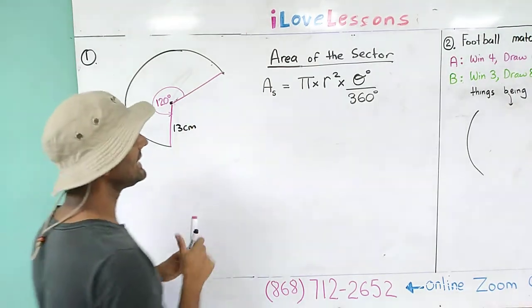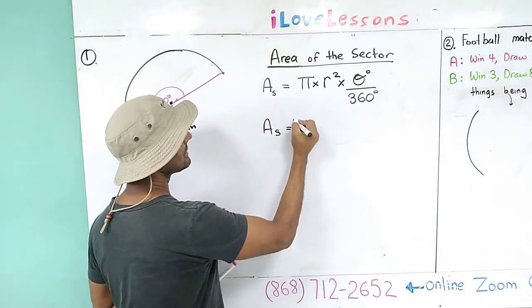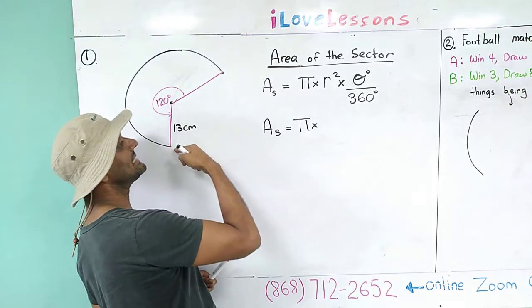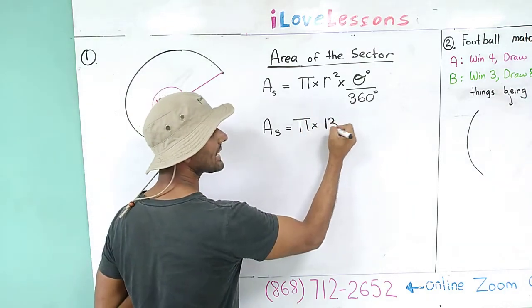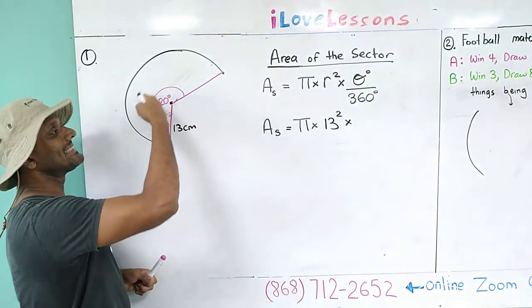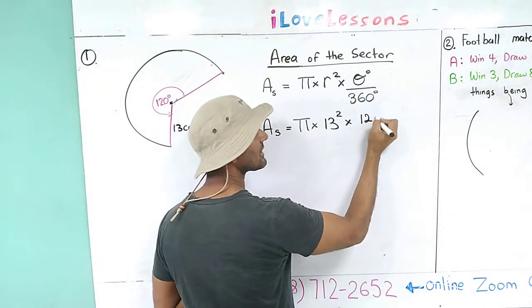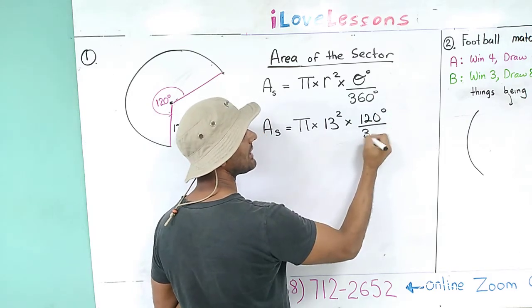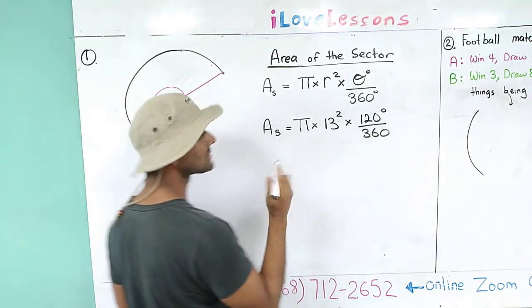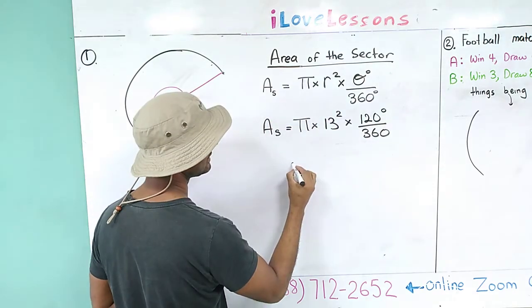So let's calculate the area of this sector here. Pi multiplied by 13 squared, because that's the radius. Don't forget the squared. Theta is the angle inside the sector, right? So it's 120, and then we divide it by 360. 360 comes with the formula. It will always be in the area of a sector formula.